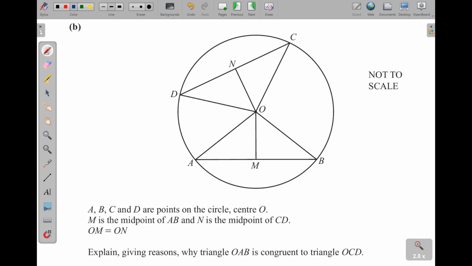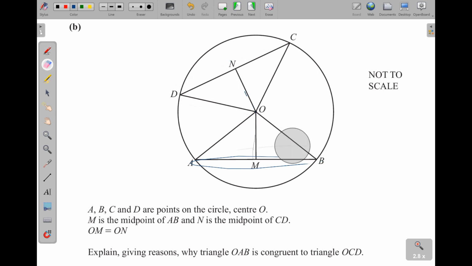Part B, we are given this diagram here and they are saying that A, B, C, D are points on the circle with center O. M is the midpoint of AB and N is the midpoint of CD. OM is equal to ON. You remember the symmetry of chords property 2, where we said that if two chords are of the same length, then they are the same distance from the center of the circle.